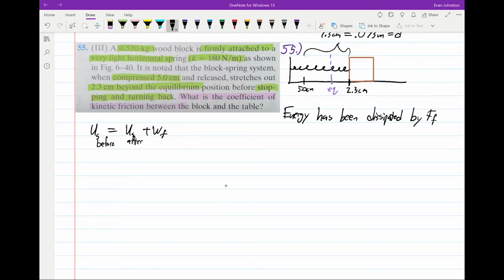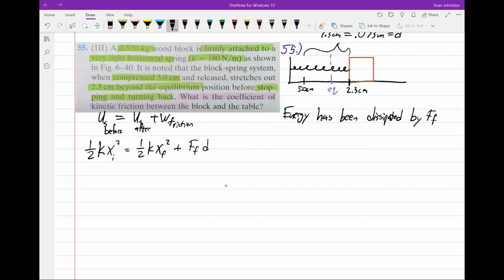And so the way that we can do this is we can just plug in now. Once we've figured it out and understood, we can just rewrite this as 1/2 k x initial squared equals 1/2 k x final squared, plus our work done by friction, and work we know is force times distance. I shouldn't put an f for friction because f is for final, so I'll just write friction.